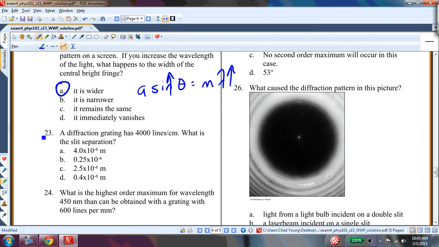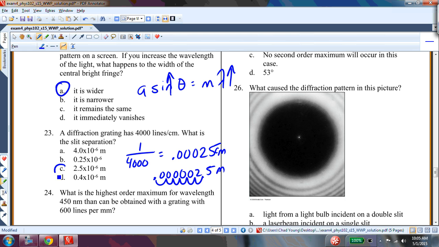A diffraction grating is this. What is its slit separation? 1 over 4,000 is 0.00025. And let's see, that's not meters, that's centimeters, so I want to convert that to meters: 0.0000025 meters. That's 2.5 times 10 to the minus 6.